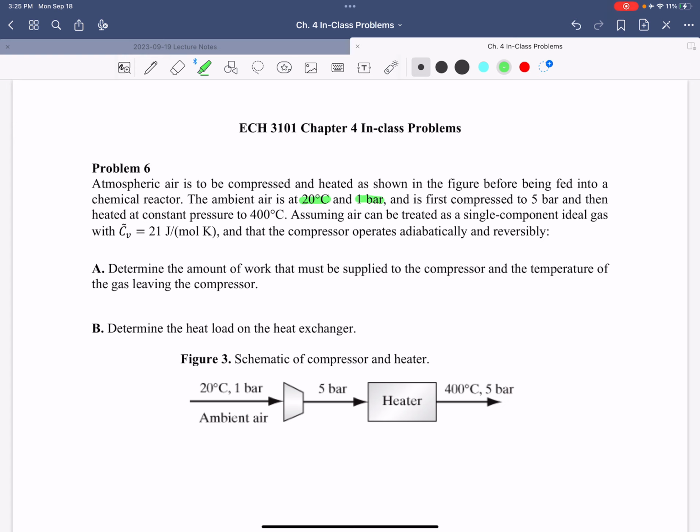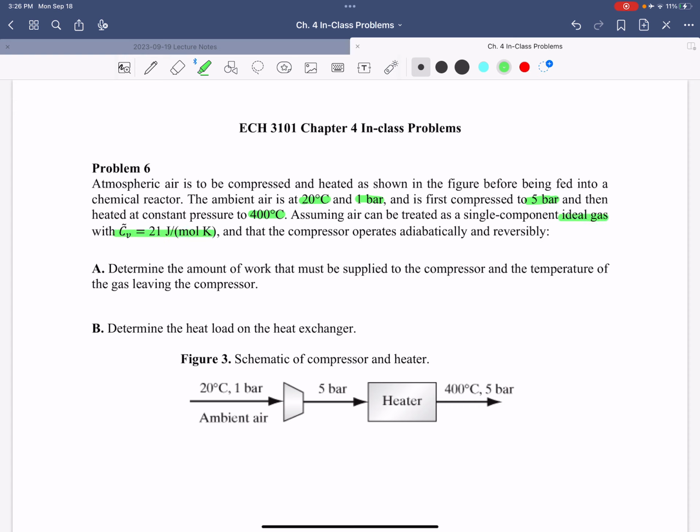This air is going to undergo a two-stage process. In the first stage, it goes into a compressor, where the pressure is increased to 5 bar. In the second stage, it goes into a heater, where it's heated at constant pressure to a temperature of 400 degrees Celsius.